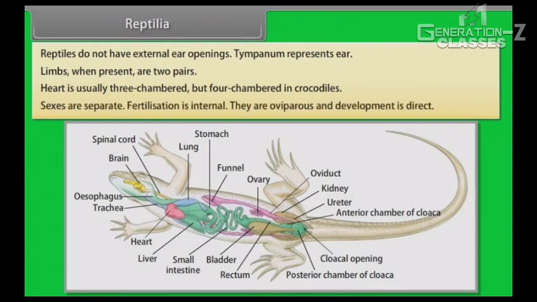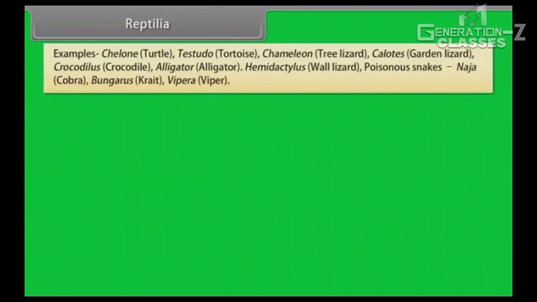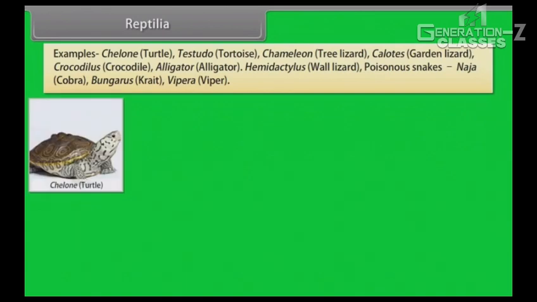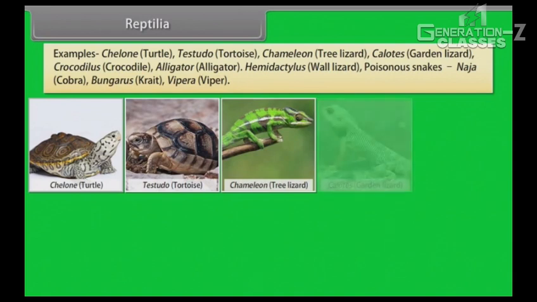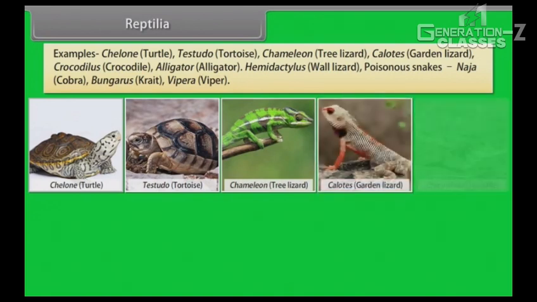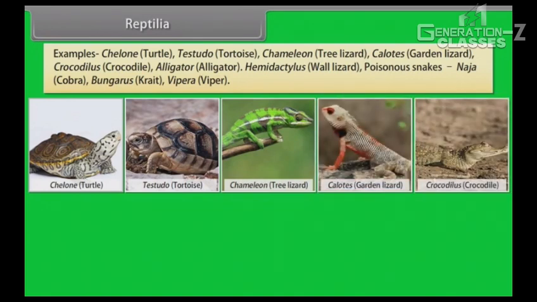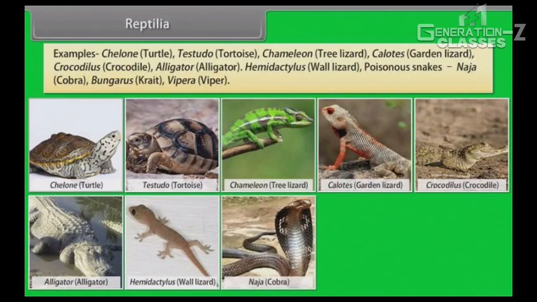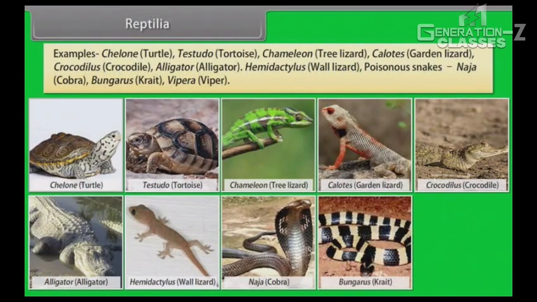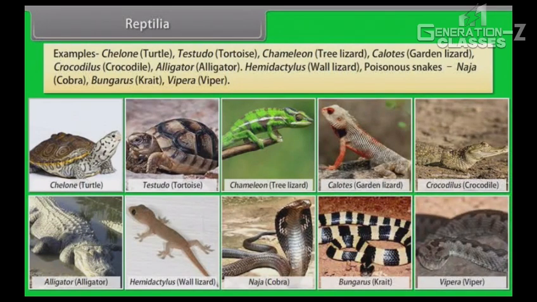Sexes are separate. Fertilization is internal. They are oviparous and development is direct. Examples: Chelone, turtle; Testudo, tortoise; Chameleon, tree lizard; Calotes, garden lizard; Crocodilus, crocodile; Alligator, alligator; Hemidactylus, wall lizard. Poisonous snakes: Naja, cobra; Bungarus, krait; Vipera, viper.